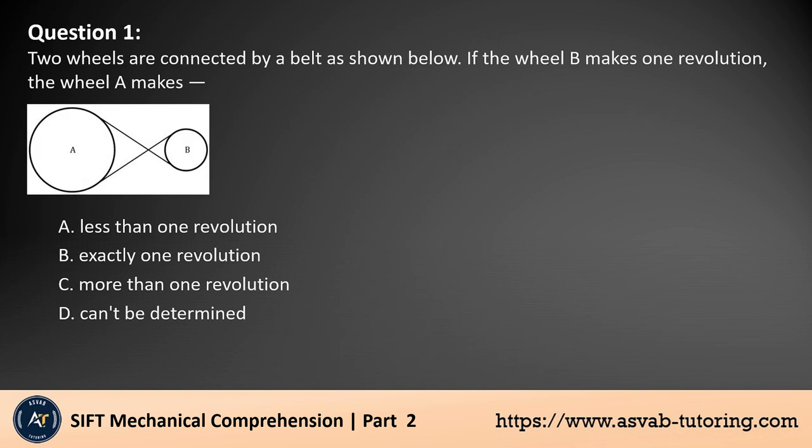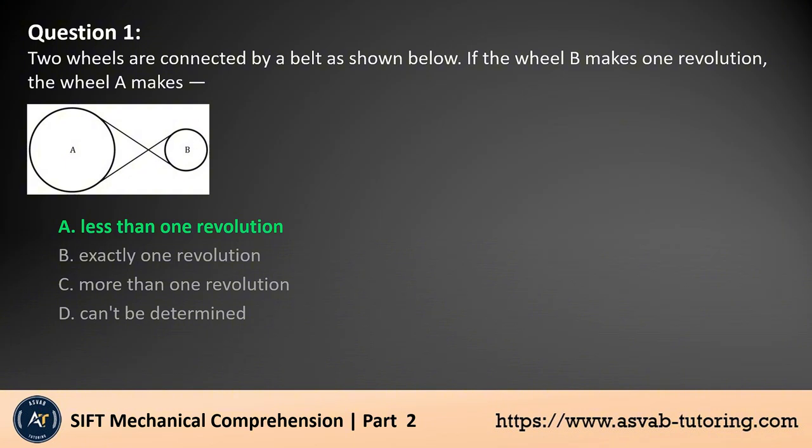Question 1. Two wheels are connected by a belt as shown below. If wheel B makes one revolution, wheel A makes: A. Less than one revolution. B. Exactly one revolution. C. More than one revolution. D. Can't be determined. The answer is A.